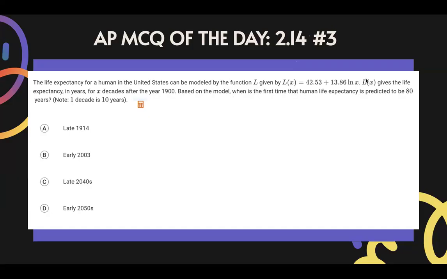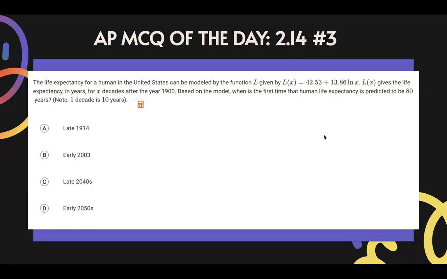You could go ahead and graph y equals 80, and graph y equals all of this, and find where the point intersects, and that would give you your answer. The other option is you could solve logarithmically. So if I have 80 equals all of this, I'm going to subtract the 42, divide by the 13.86, and then do base e raised to all of that math equals x. That one's going to be a little bit quicker.